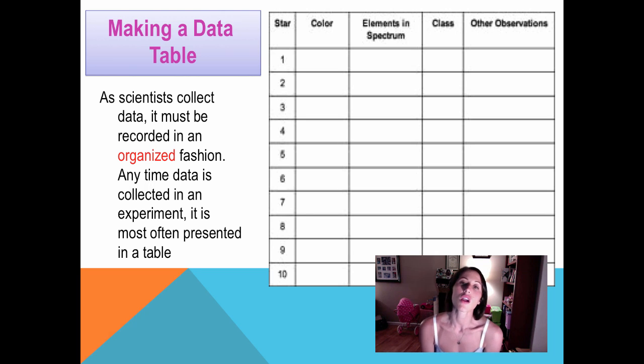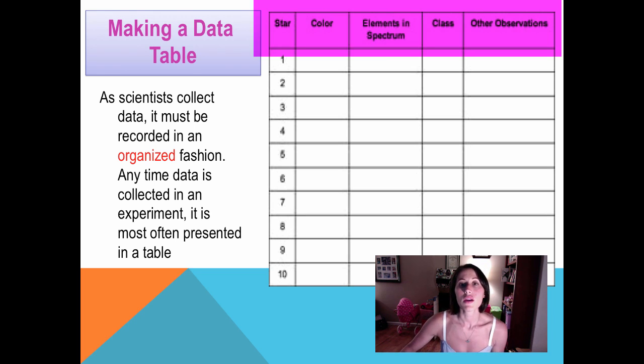Okay, so now let's talk about how you actually make a data table. When scientists collect data, you have to organize it in some kind of fashion, okay? You can't just randomly write numbers down, because when you go back to look at it, you probably won't know what that means, and definitely nobody else would know what that means. So when you collect data in science, it is going to be represented in some kind of data table.